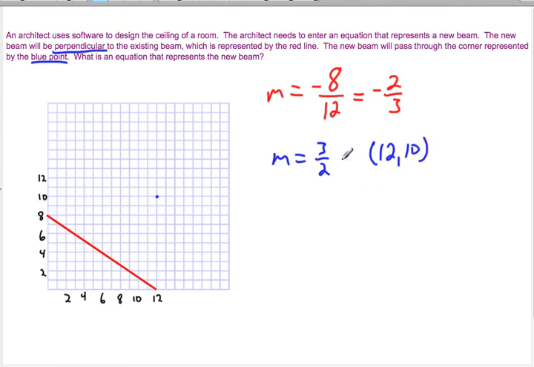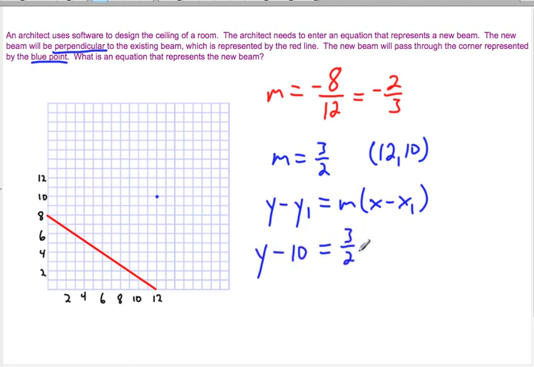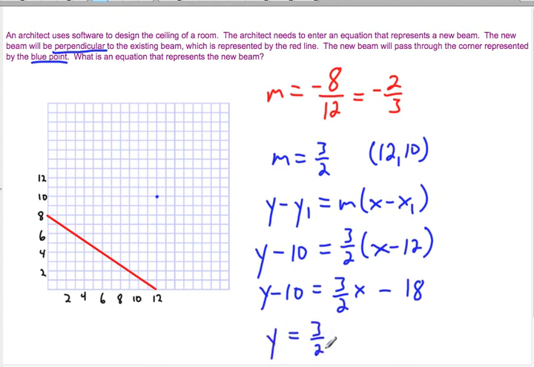And so with these two pieces of information, we are good to go. We just need to use point-slope form like we've done in the previous two examples. So we're going to say y minus 10 is equal to 3 over 2 times x minus 12. And now solve for y. So y minus 10 is equal to 3 over 2 x minus 18. We'll add 10 to both sides, and we get 3 over 2 x minus 8. So we know the slope is good because it's the opposite and reciprocal, and we know it passes through this point, and so we're good.